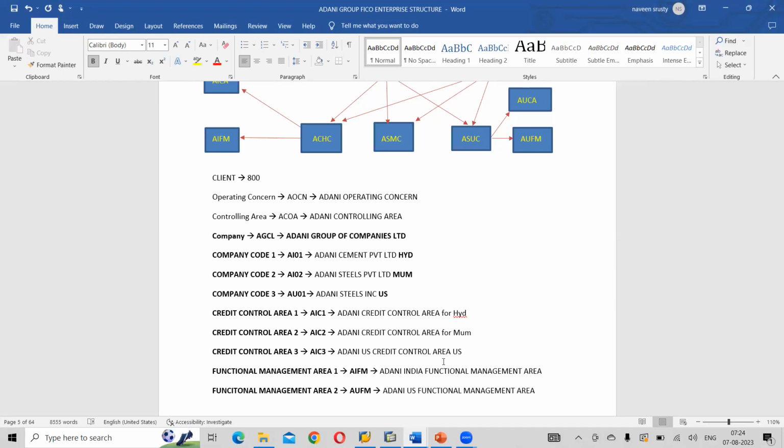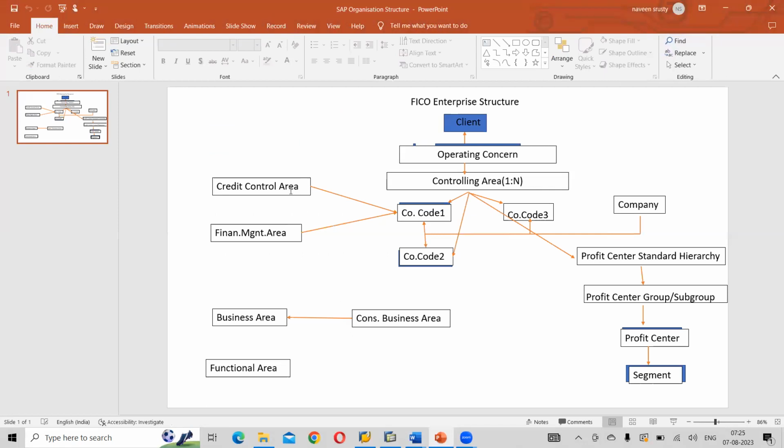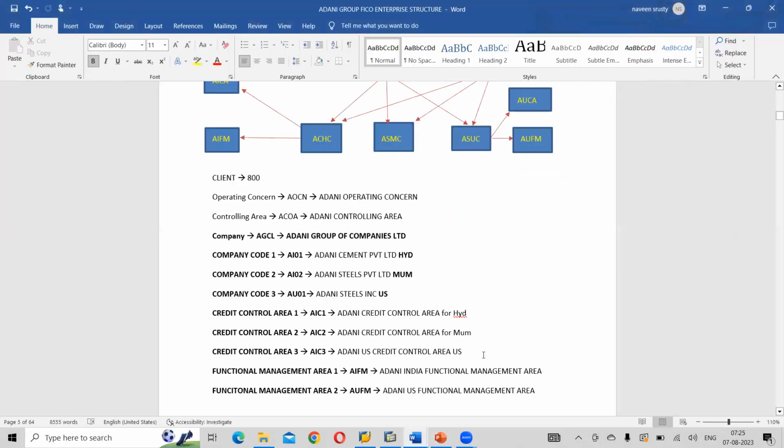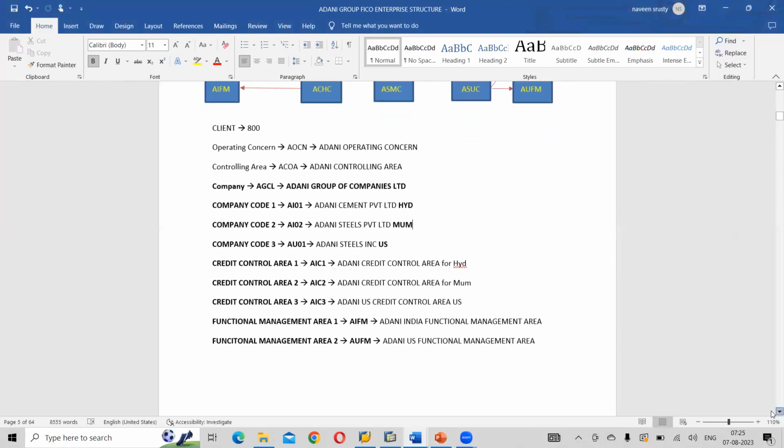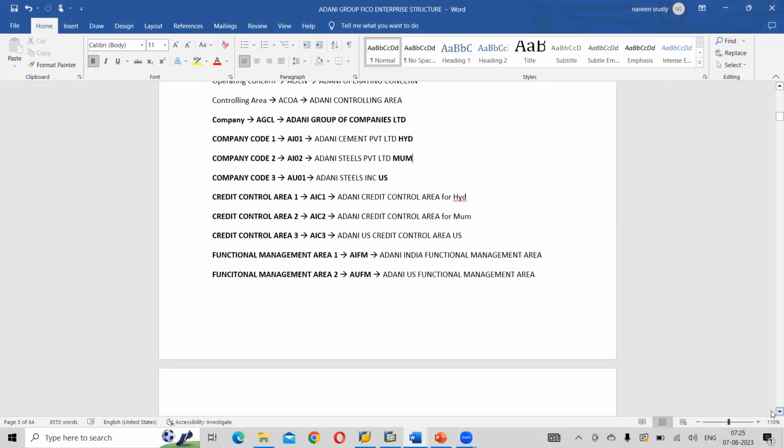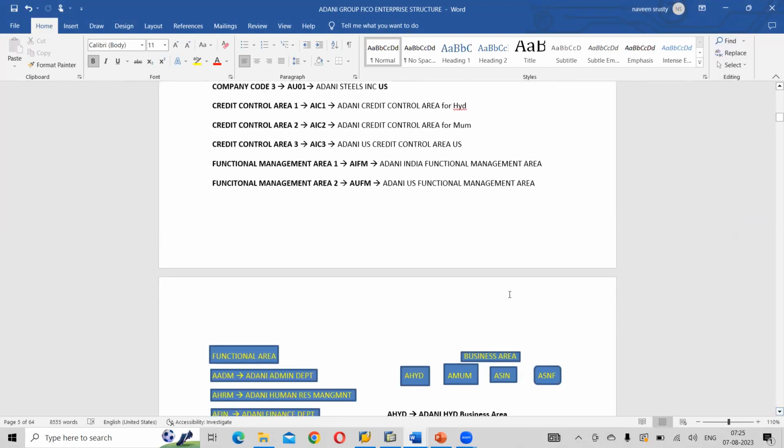Okay. So after credit controlling area, we have functional areas. No, it's not functional areas. It's a financial management area. Sorry. This is nothing but your financial management area. It's not functional area. To analyze your cash flows and funds flows, we will prepare the financial management area. Write it down.